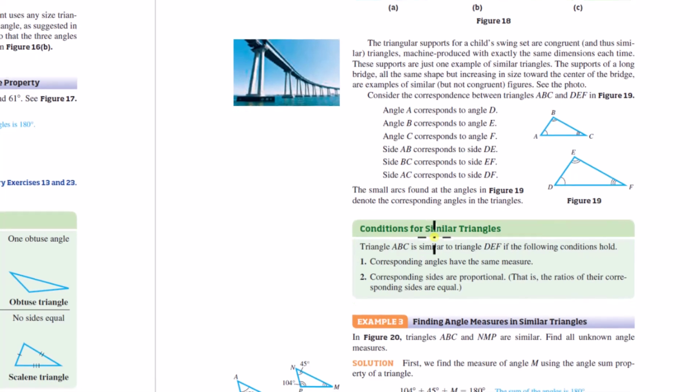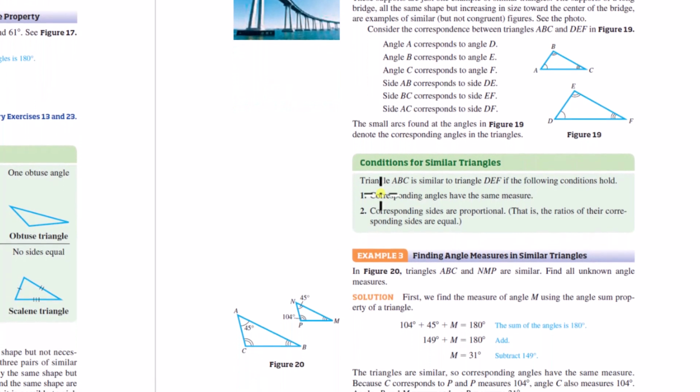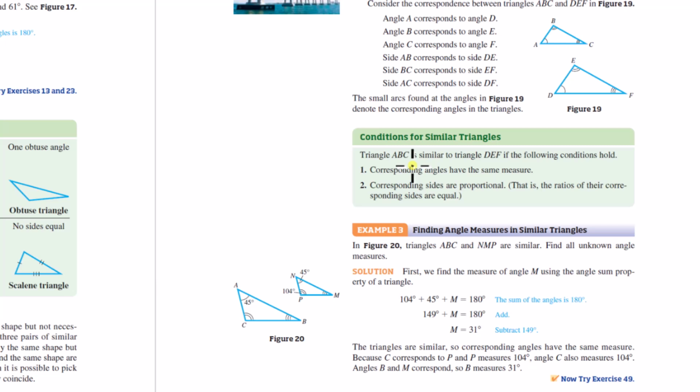All right, conditions for similar triangles. So triangle ABC is similar to triangle DEF, but this is just a general case, right? If the following conditions hold, the corresponding angles have the same measure, that means they're similar. But what's also going to happen with similar triangles is the corresponding sides are going to be proportional. That is, the ratios of their corresponding sides are equal.